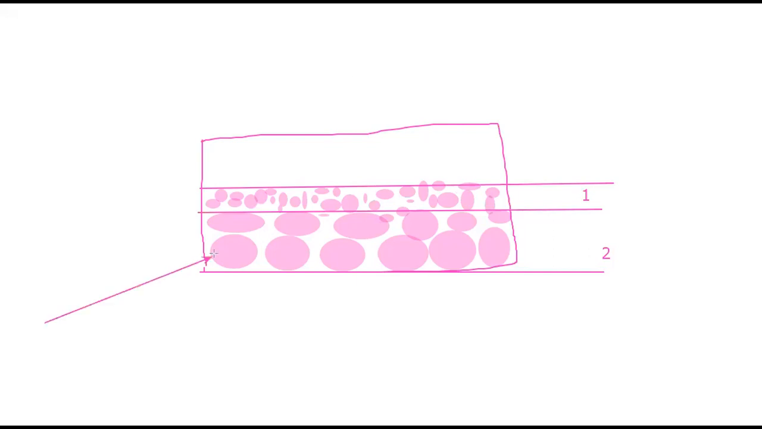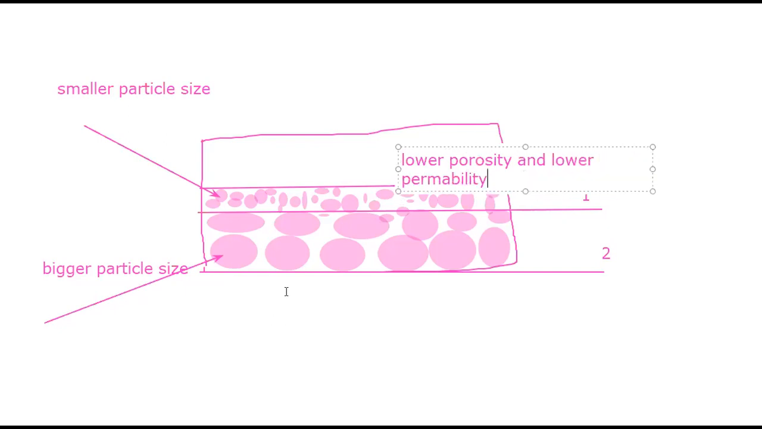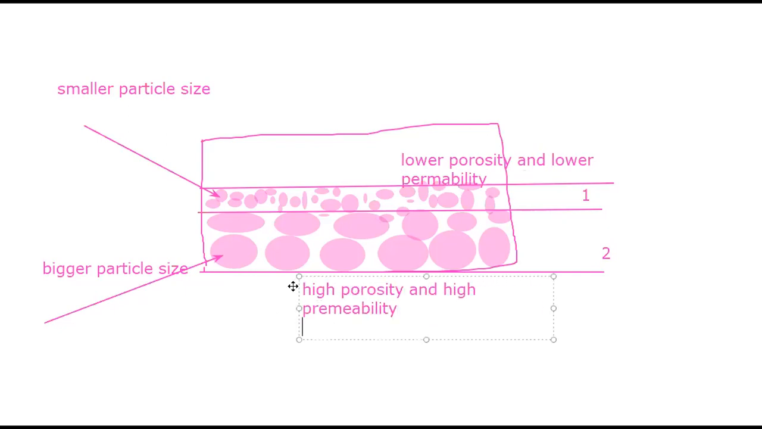When I talk about this area, this is bigger particle size, and this is smaller particle size. And because of that, this one has lower porosity and lower permeability. This one has high porosity and high permeability, because the grain size is bigger.